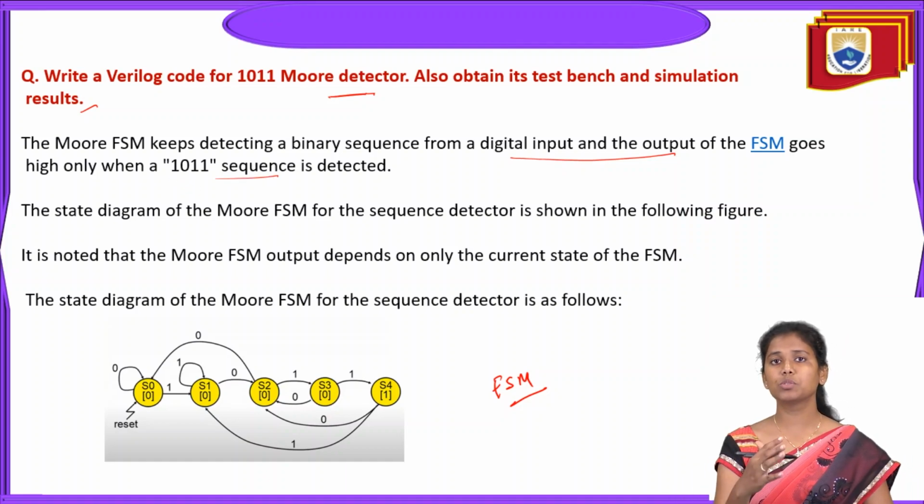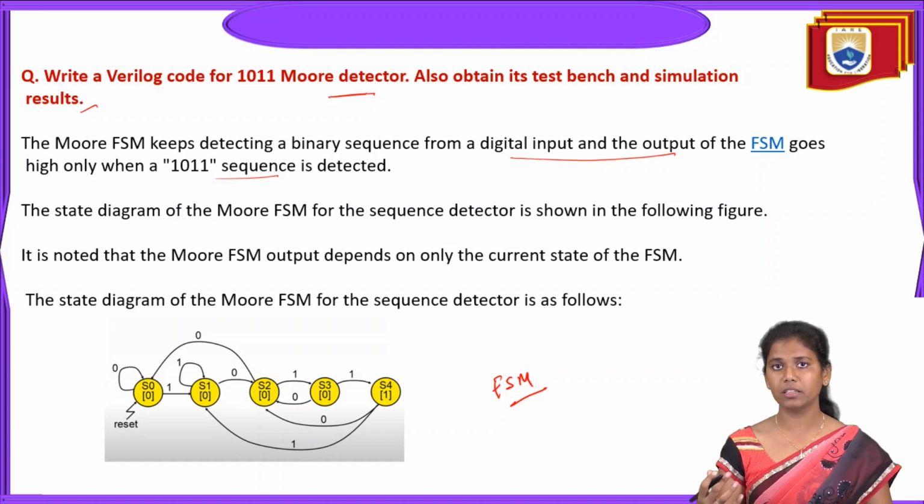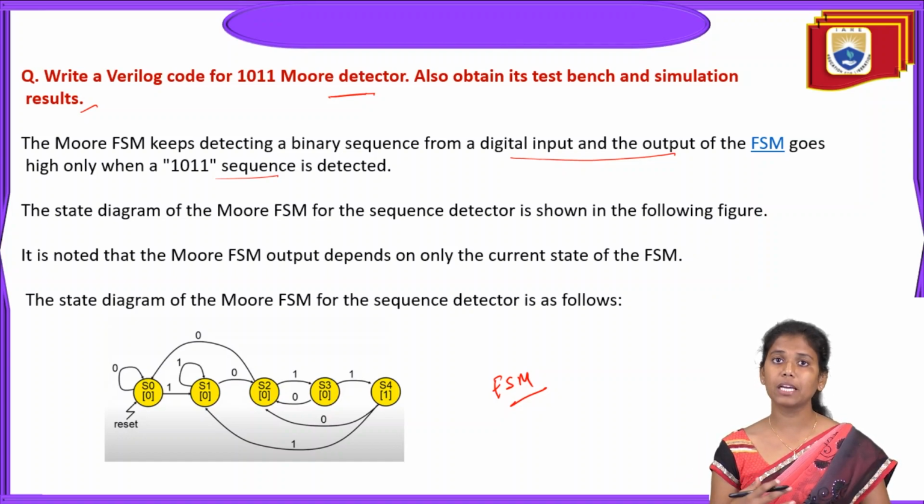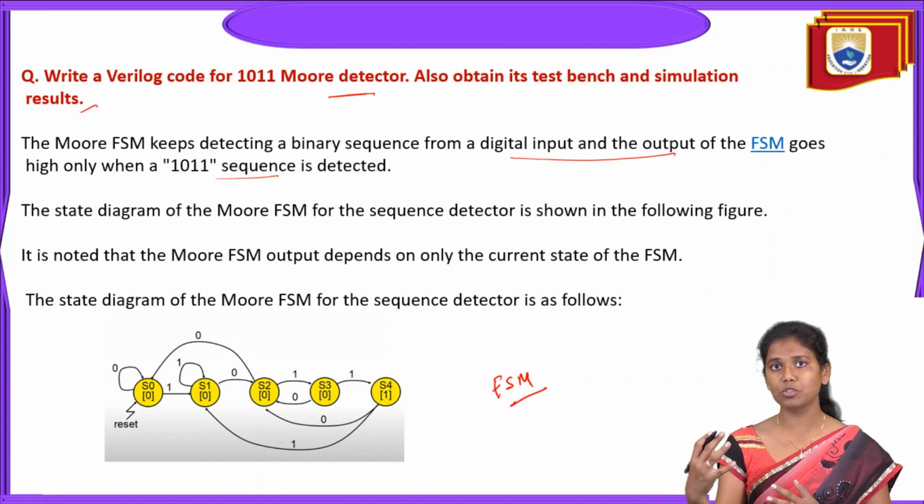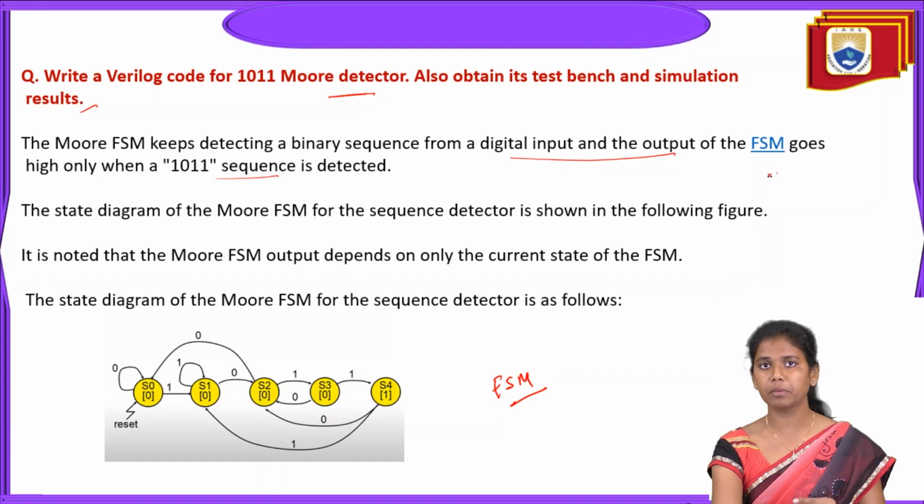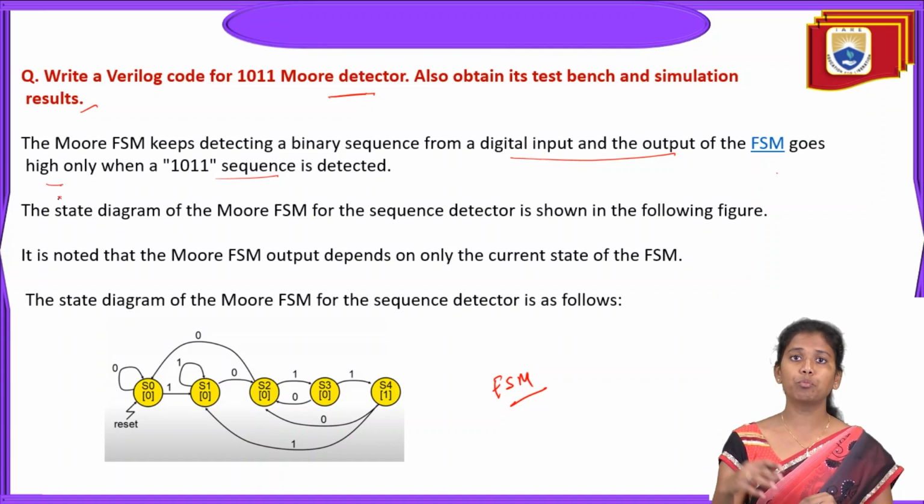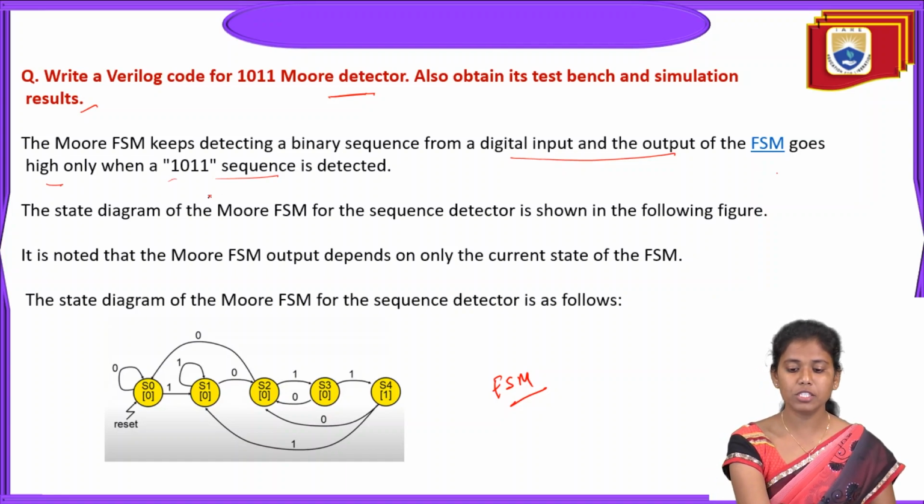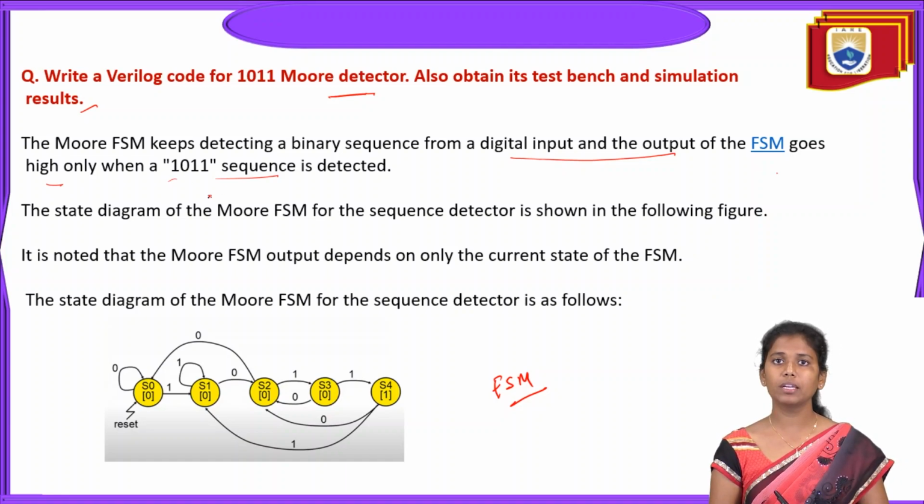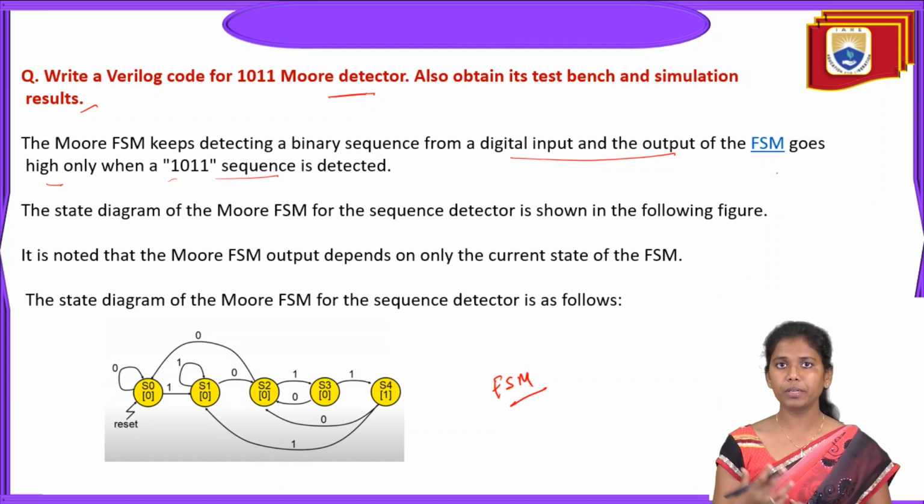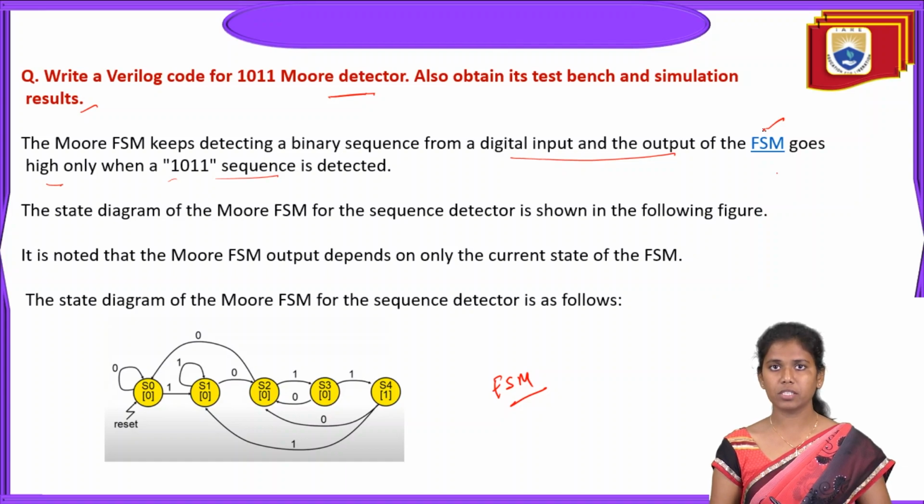So what is this 1011 mode detector talking about? It says that the output of the finite state machine may go high, and it goes high at the sequence 1011. This is what we can see in the finite state machines.